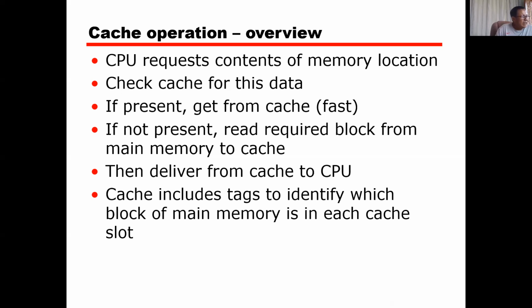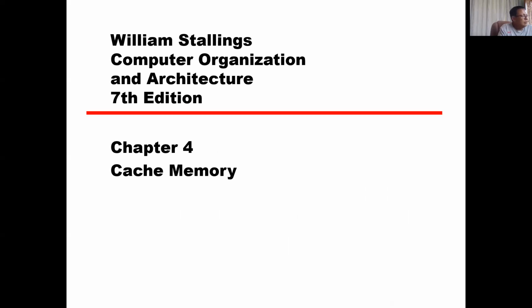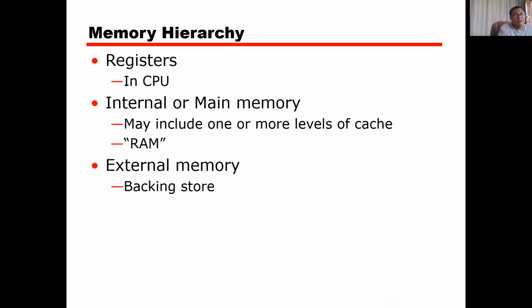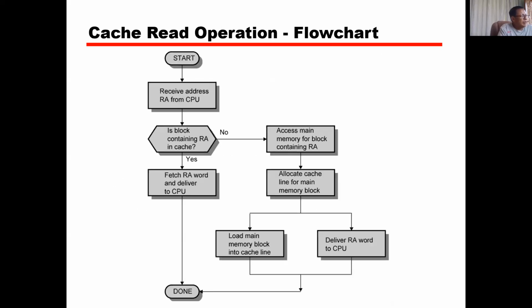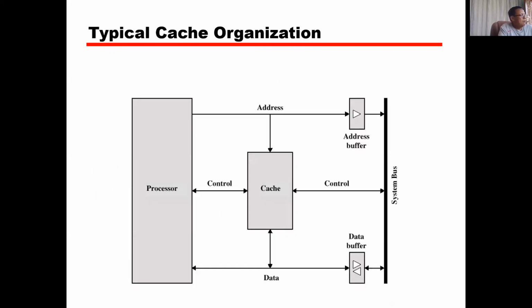Okay, the cache includes tags to identify each block of main memory in each cache slot. Let's determine this, this is the flowchart. Okay, sorry. Now, next meeting, anyway, we are running out of time. We will not have time. We will identify the different types of block replacement algorithms used by the cache.